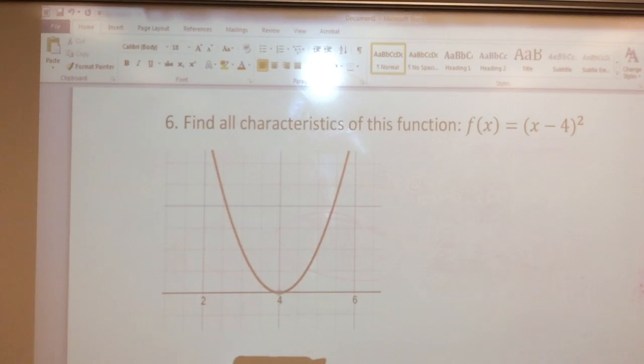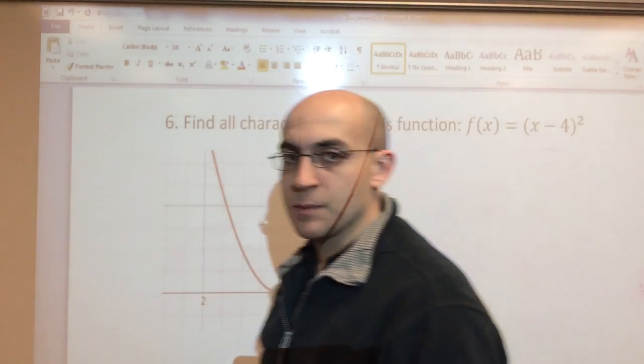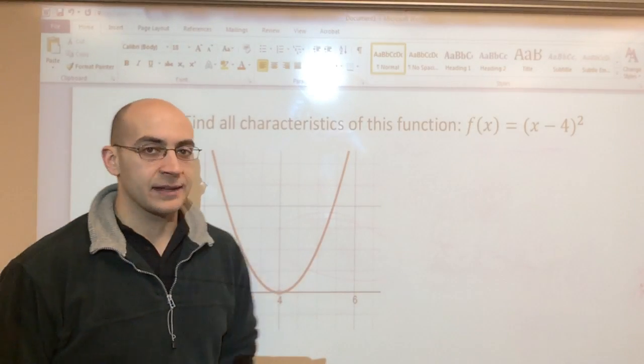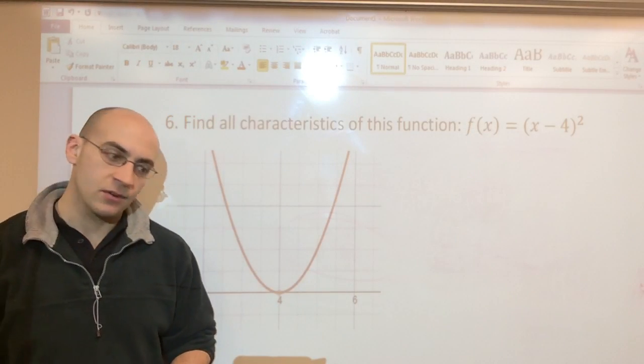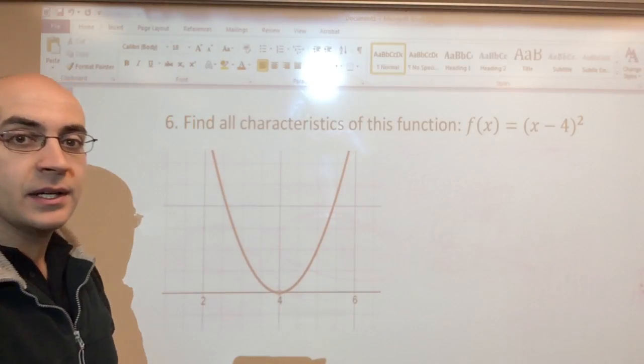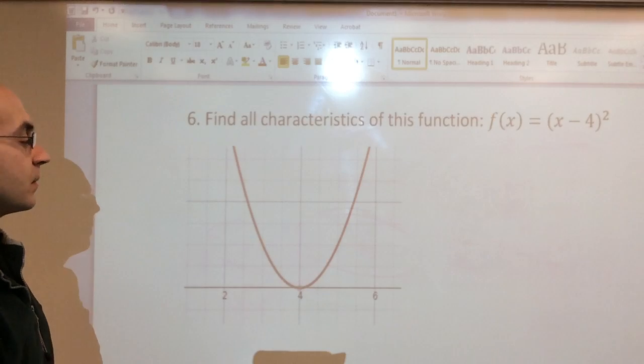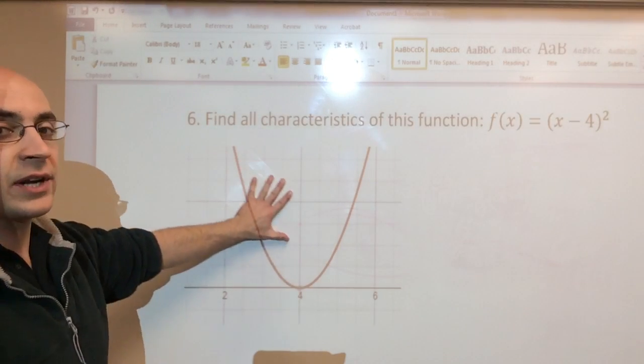I want you to find all the characteristics of this function. f of x equals the quantity x minus 4 squared. And I gave you a small little graph. On the test, it will most likely give you a graph. For ones that have no graph, it will be something that you can solve algebraically. So it's not going to be a big mess for you. That's coming in future years of math. Okay, so I'm going to go through these pretty quickly.